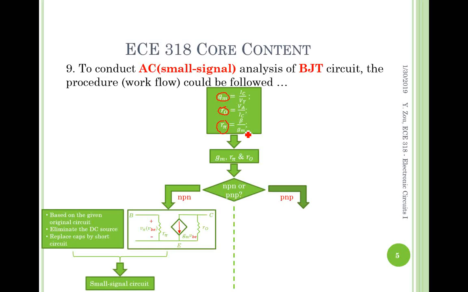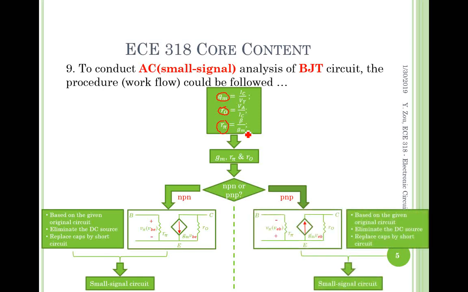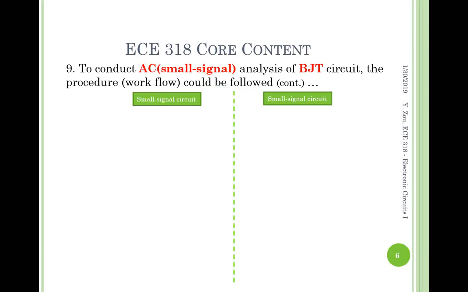Along the other route, the PNP circuit, it's pretty much the same. Again, I'm using the red color to emphasize the difference between the two small signal models of the BJT. You should see a different current direction and different voltage polarity. Okay, let's keep moving from the small signal circuit.